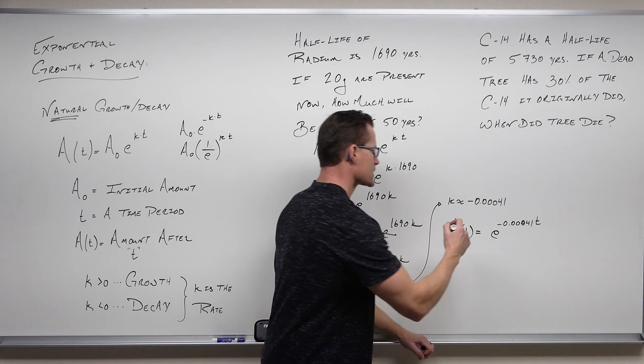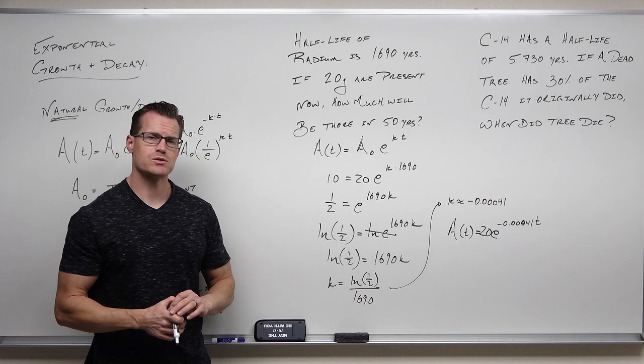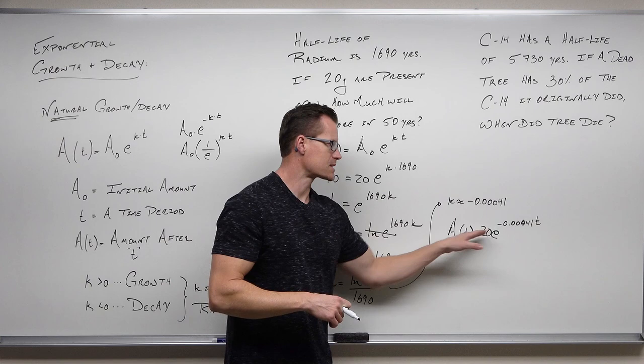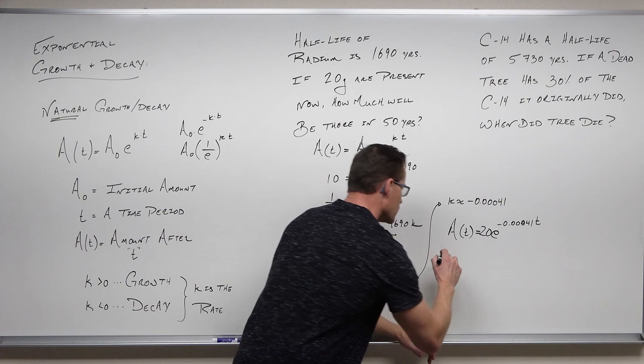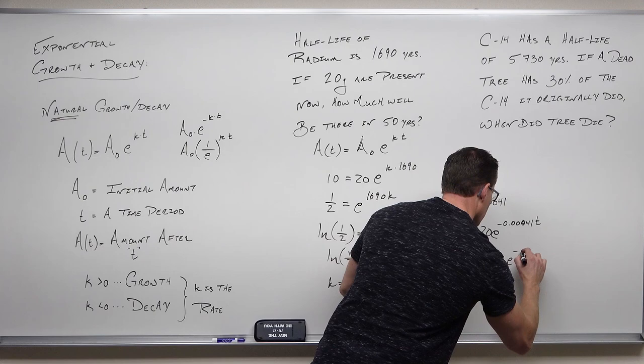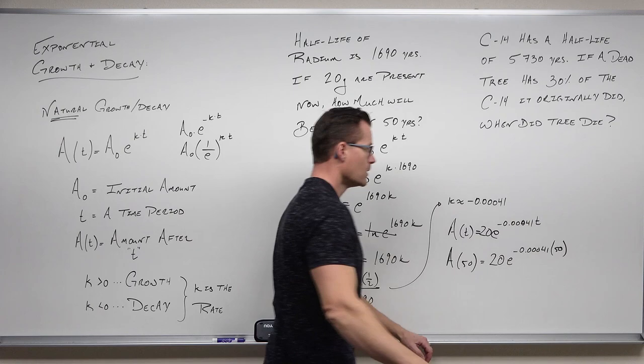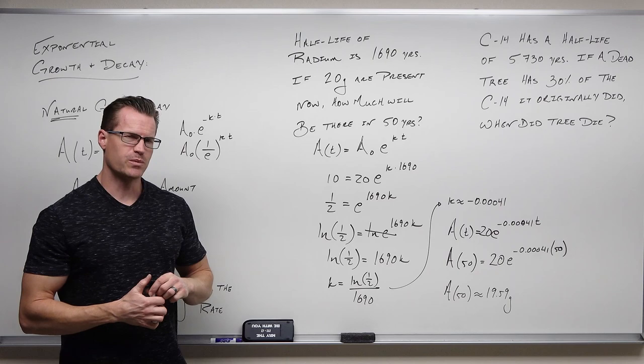Now in our case, this says that we have 20 grams of radium present. How much will be there in 50 years? All we're looking for is this evaluated for 50 years. You see, this gives you the rate of decrease. It tells you how much you started with. We're saying how much will be there after 50 years has passed. So, we just plug in 50 and evaluate. I got about 19.59 grams.